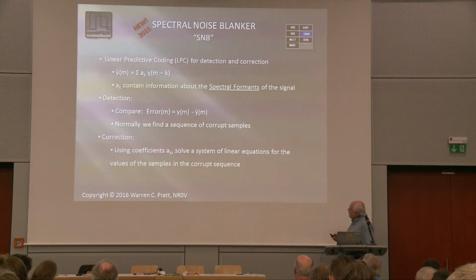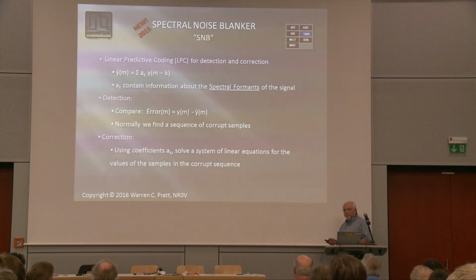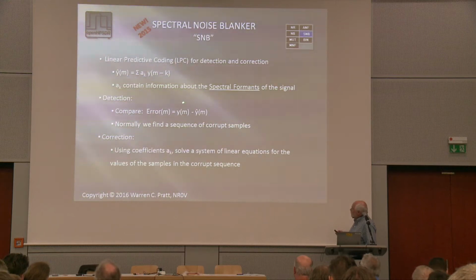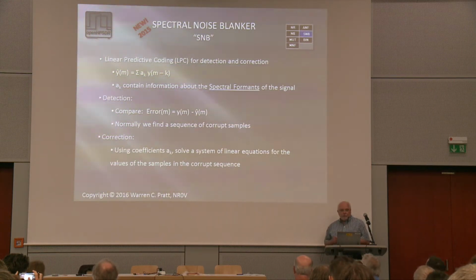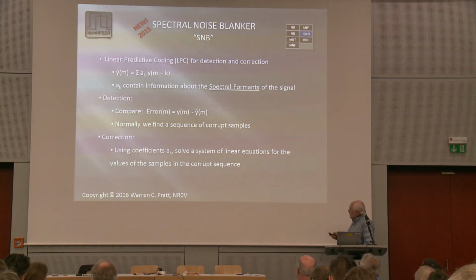Well, when we can do that, then detection becomes very easy. We just compare our estimate of the next sample with the measured value of the next sample. And if those are very different, we conclude we have a bad sample that needs to be replaced. Also, I should point out that normally an impulse consists of more than one sample. So typically, we don't just find one bad sample at a time, we find a sequence of bad samples that need to be replaced.